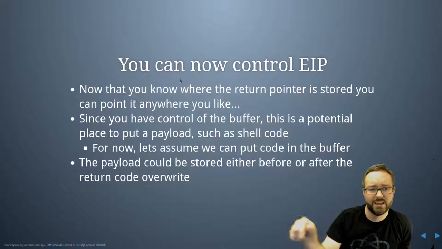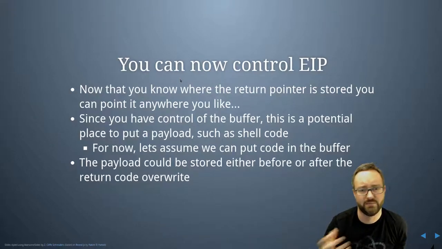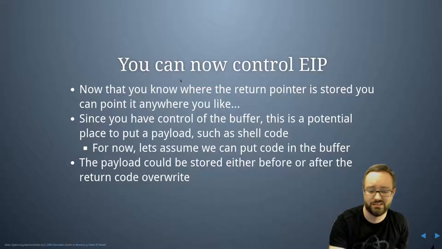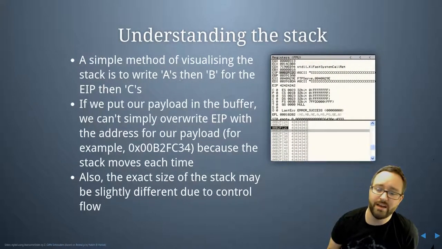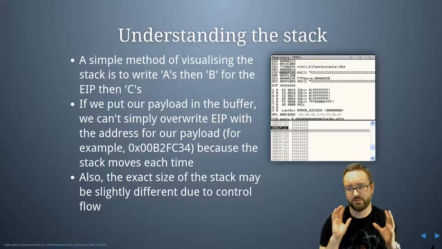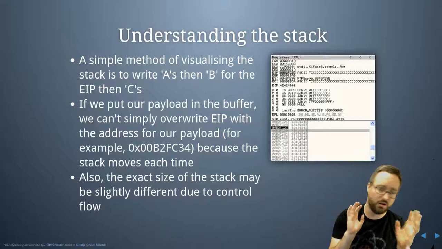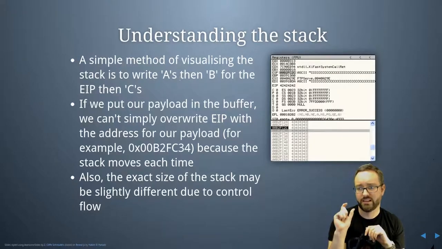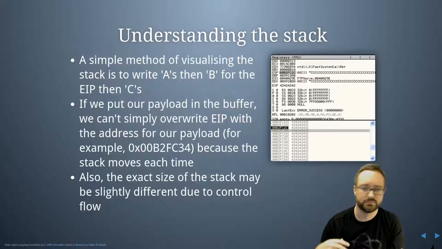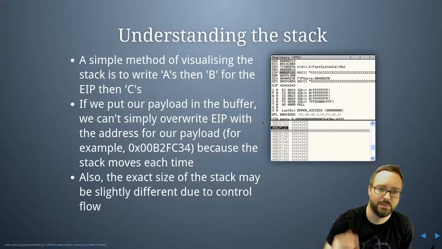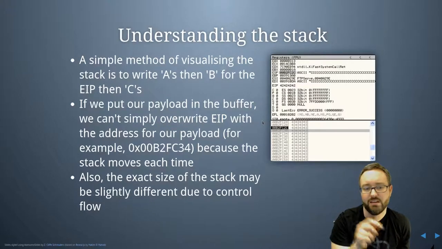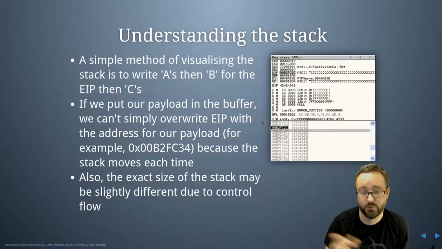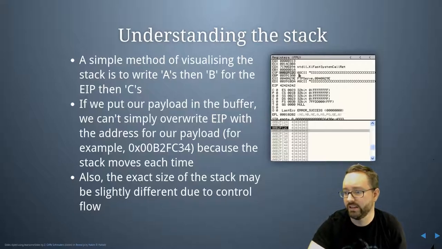And now you need some way of giving EIP a value that's going to jump you to where your shellcode is. A simple way of visualizing it is to write a whole bunch of A's to the length of the offset, then one set of B's to exactly overwrite EIP, and then write a whole bunch of C's. If you know the ASCII representation, it'll be 41 for A, 42 for B, and 43 for C. And so you'll be able to see where you are at.